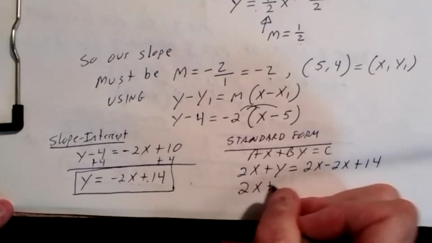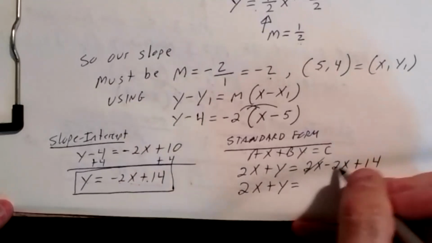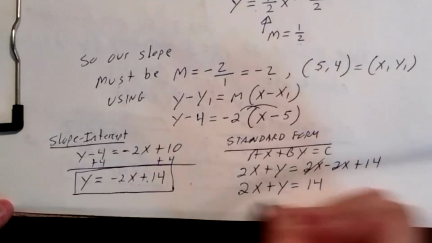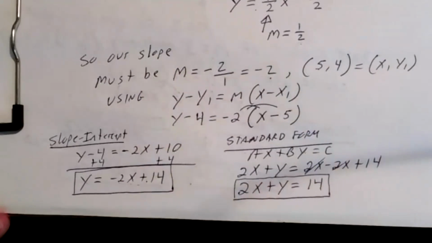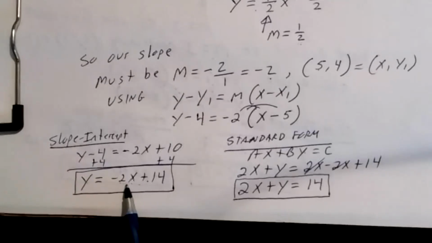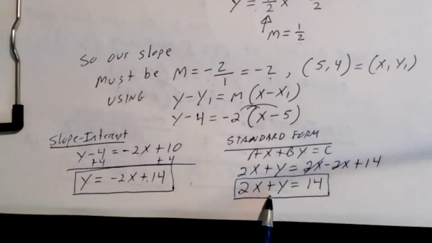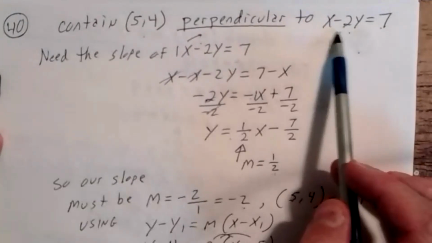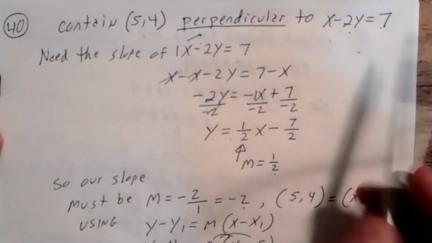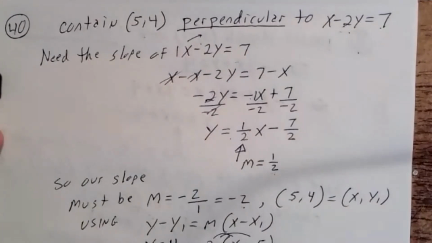Hence, we have 2x plus y is equal to what? These two x's drop out and we're left with 14. This, ladies and gentlemen, would be the equation in standard form. We have our answers. So this is our equation in slope-intercept form. This is the same equation in standard form. Both these equations would be what? Perpendicular to this one right here. Questions on how we did that problem?